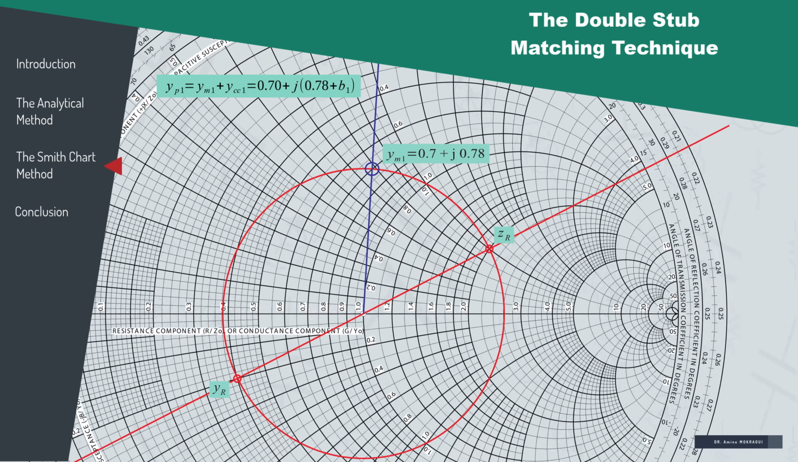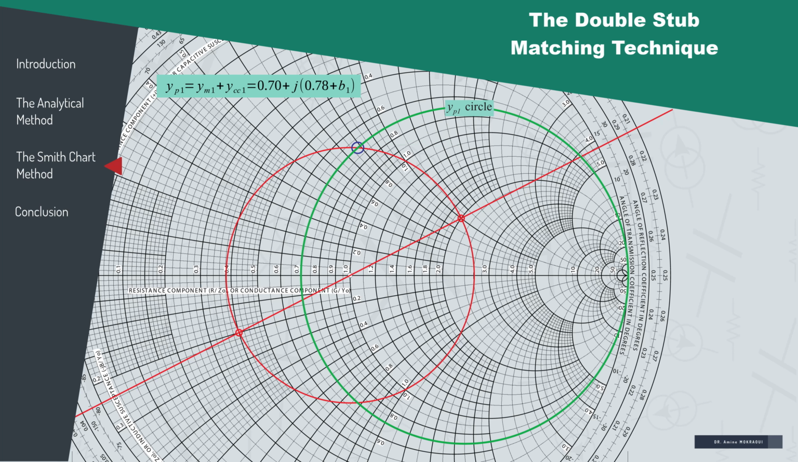In our example, it is the R equals 0.7 circle. Any point of this circle represents a potential Yp1 solution. Finding the right Yp1 and knowing Ym1 will allow us to find the susceptance B1 of the first stub.